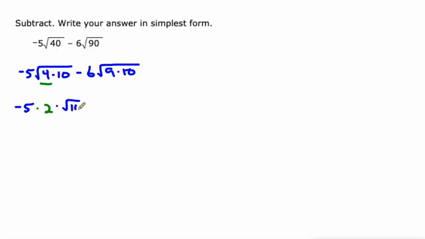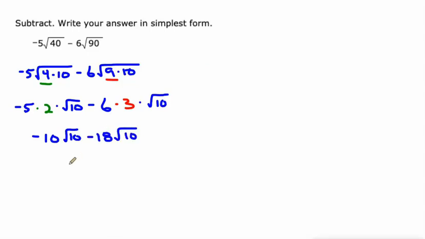the square root of 10, minus 6 times the square root of 9, which is equivalent to 3, times the square root of 10. That gives us negative 10 times the square root of 10, minus 18 times the square root of 10, which is equal to negative 28 times the square root of 10. And that's our simplified radical, because we've added everything and subtracted everything we can add and subtract, and also the radical does not have any perfect square factors.